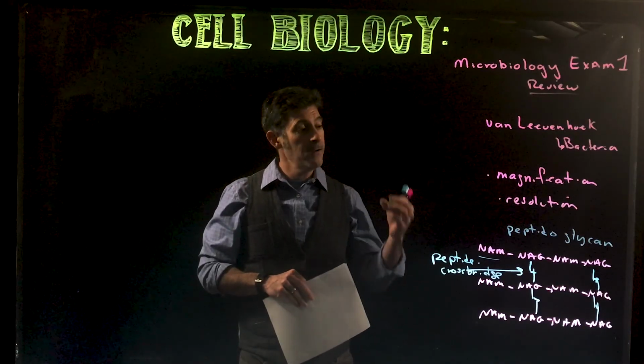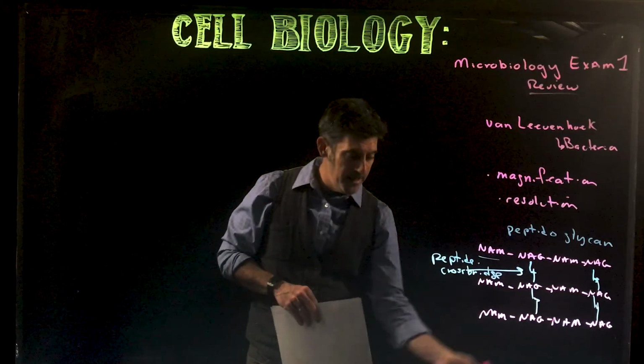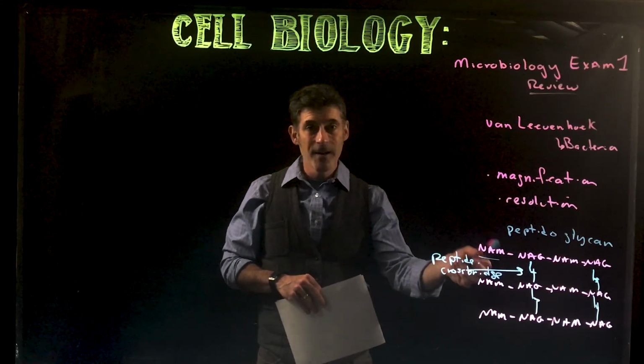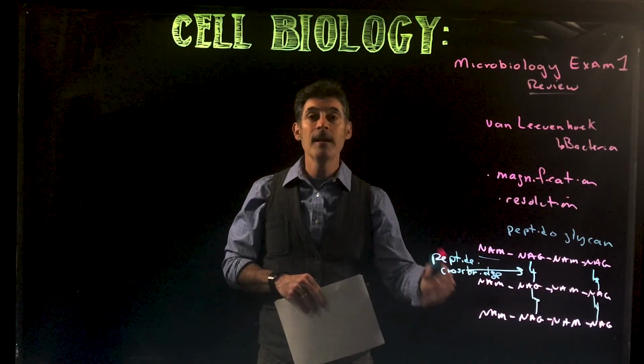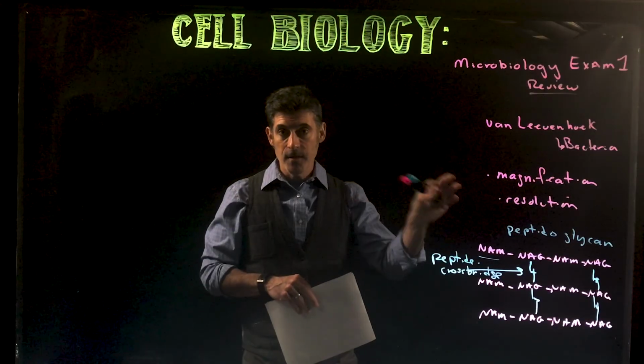wall for bacteria. Now, for the gram-positive bacteria, it's the peptidoglycan, and it's very thick. There are many layers of the sugars. For the gram-negative bacteria, again, it's a very thin layer of sugars. And then on top of that, they have an additional second phospholipid bilayer.